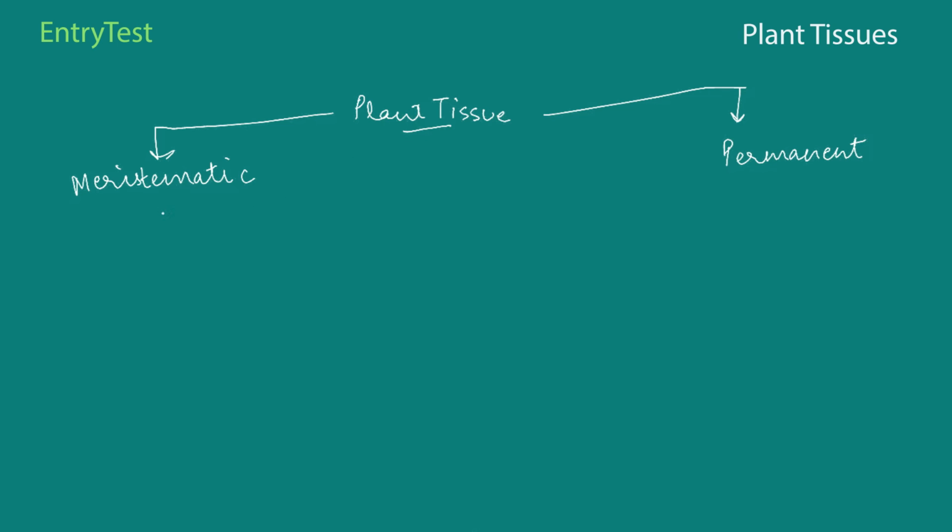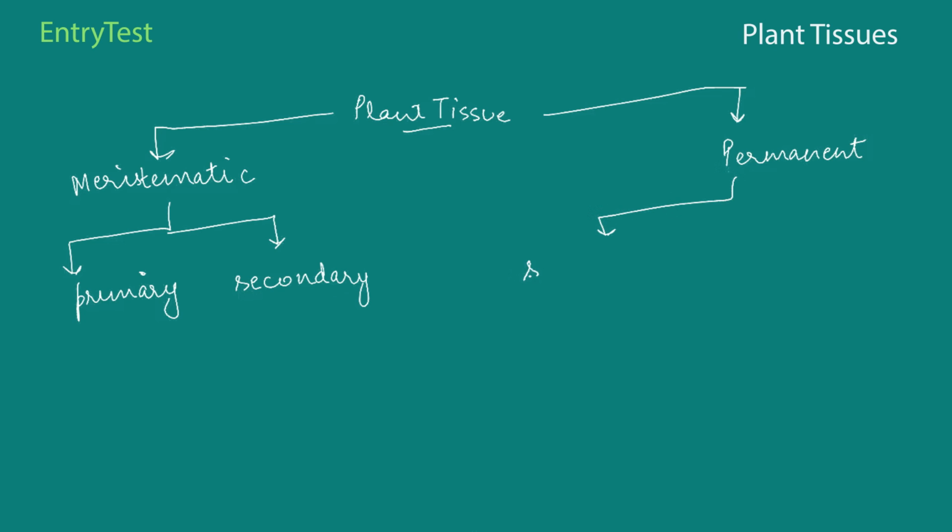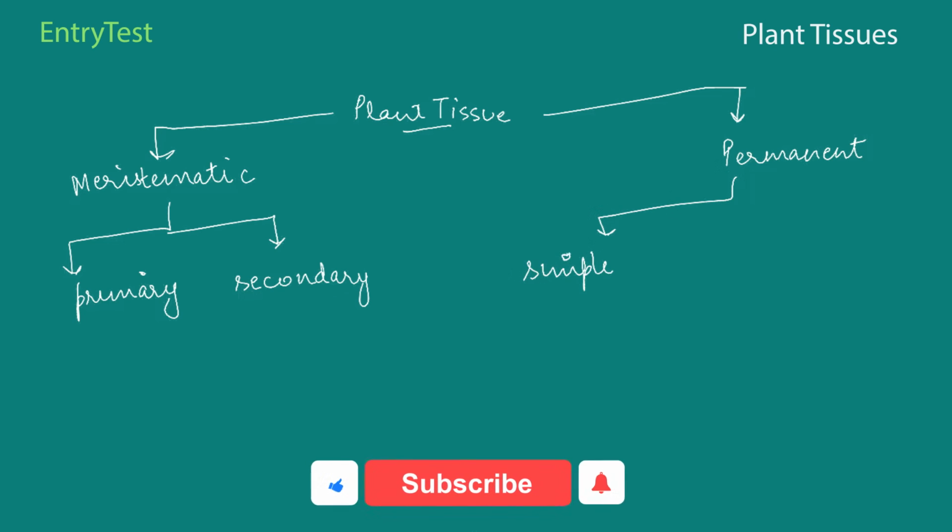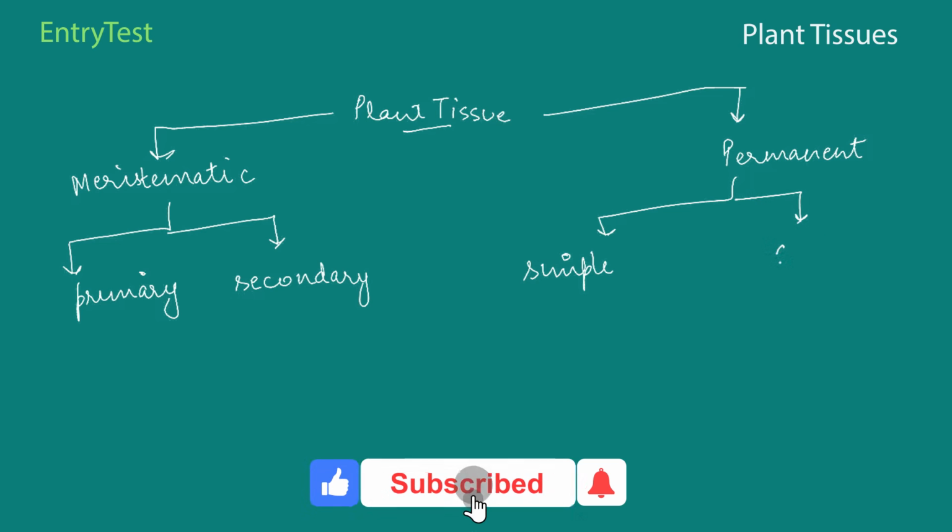Now the meristematic is further divided into primary and secondary. So primary is the one that is formed initially, and from that the new tissue that is formed, that is known as secondary. So we are going to do both of them in detail, and we'll also do the permanent tissue, which is actually into two parts. One is simple and the other one is complex.